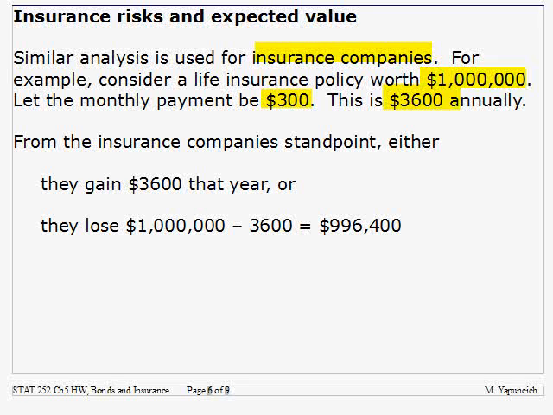Now, from the company's standpoint, either they gain $3,600 for that year, right? Because they didn't have to pay anything out. That assumes the person lives for that year. Now, what do they lose if the person dies? They have to pay the $1 million, but then they don't have to refund the payment of $3,600, and so this is what they stand to lose. Those are the two numbers we're going to use in the probability tables.